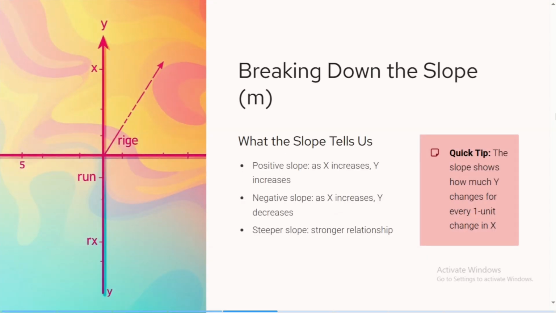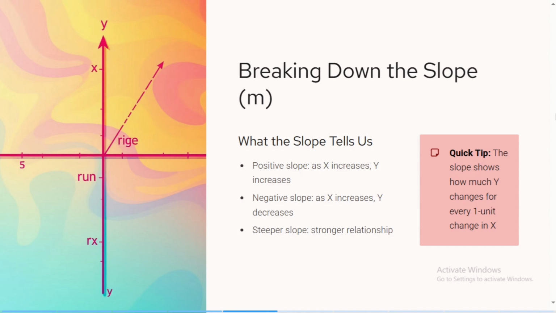Let's zoom in on one very important part, the slope, represented by m. The slope tells us how fast y changes when x changes. If the slope is positive, as x increases, y will also increase. Negative, as x increases, y will decrease. Steep means a strong relationship, whereas flat means a weak relationship. Quick rule to remember, the slope shows how much y changes for every 1 unit increase in x. This is extremely useful in decision making.